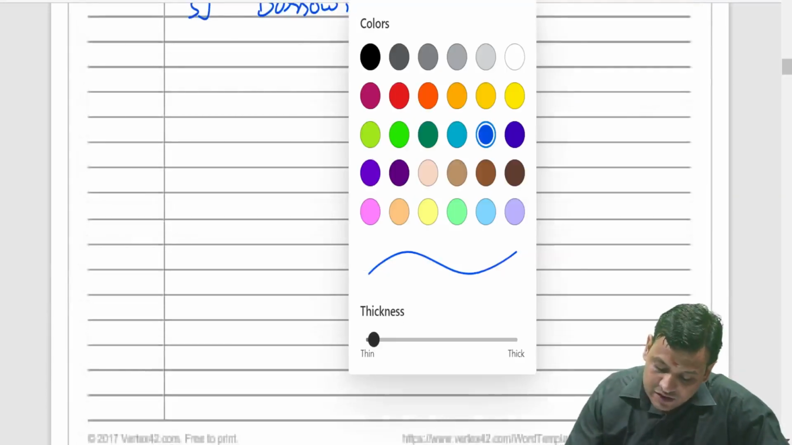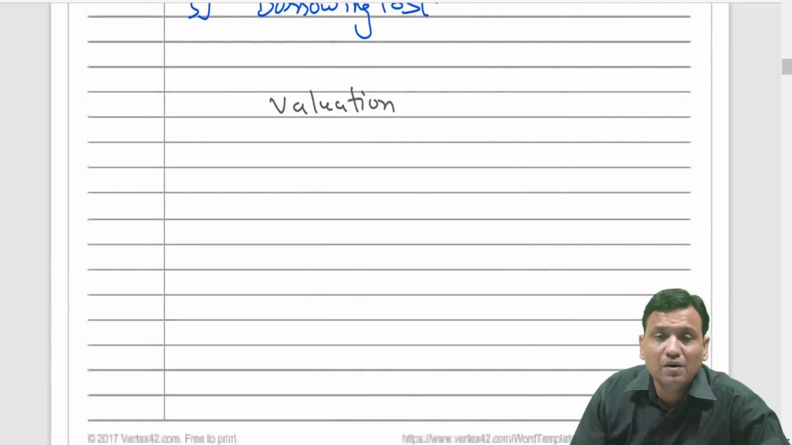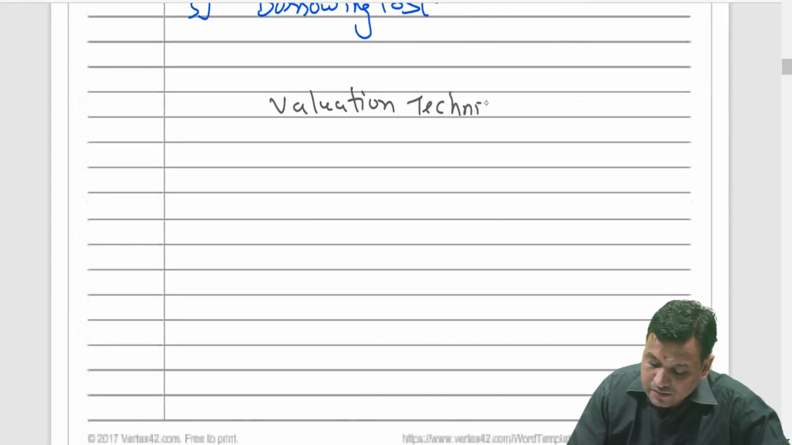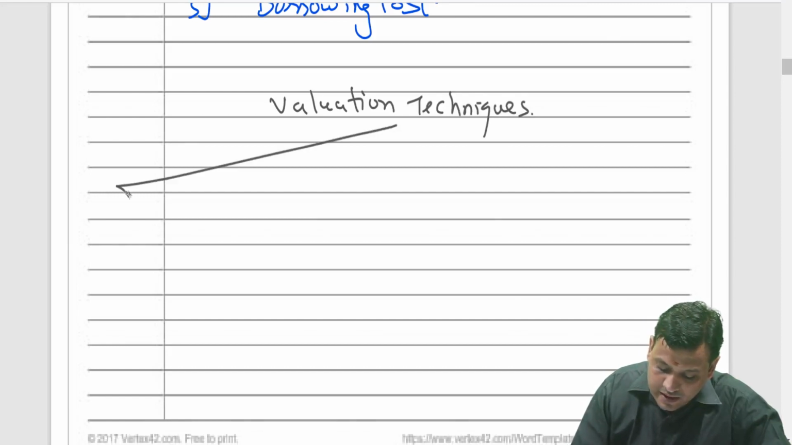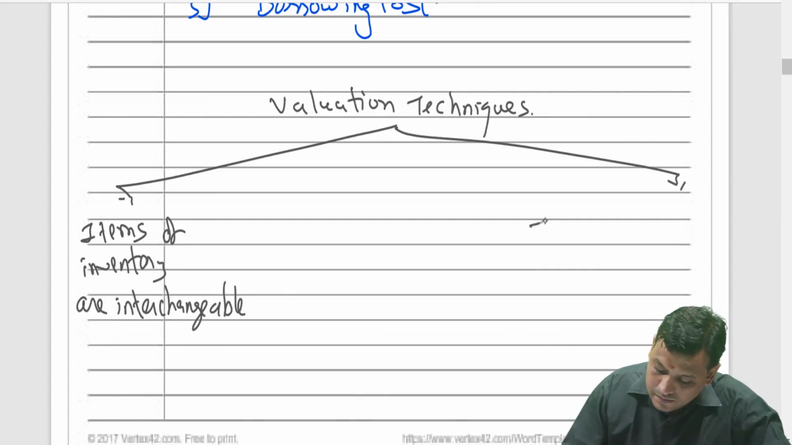Now friends, thereafter valuation techniques were there, that is, how to find out cost when I am having multiple purchases at multiple cost. So valuation techniques, in that the standard divides it into two parts. Items of inventory are interchangeable. Items of inventory are non-interchangeable.